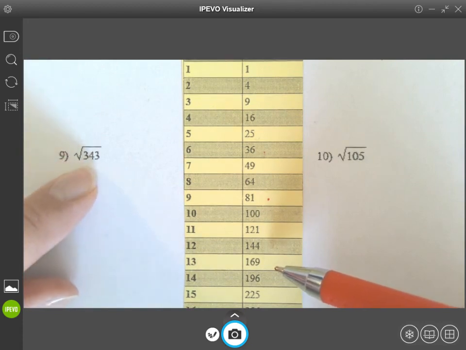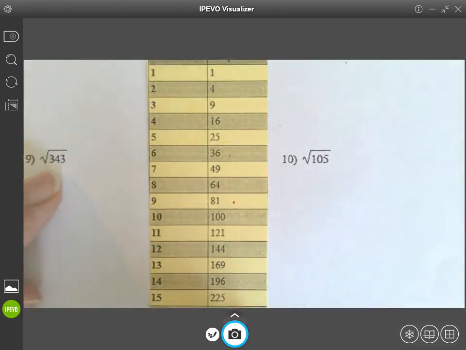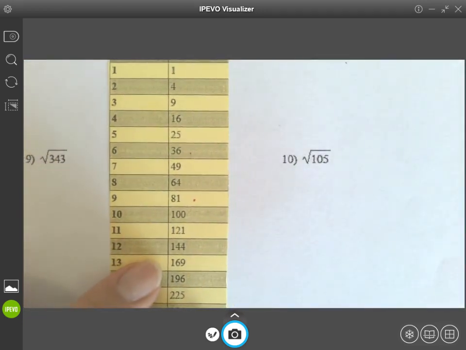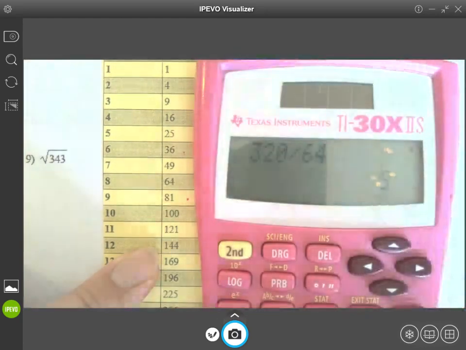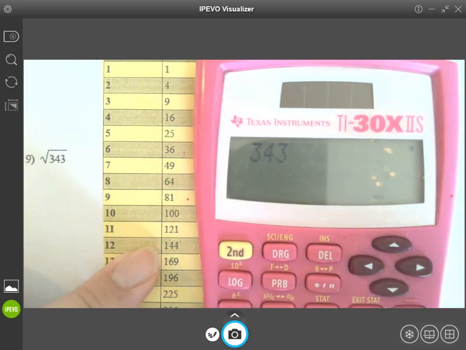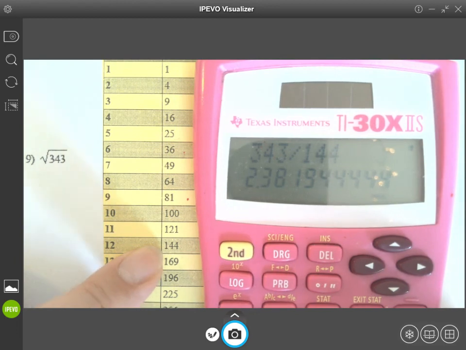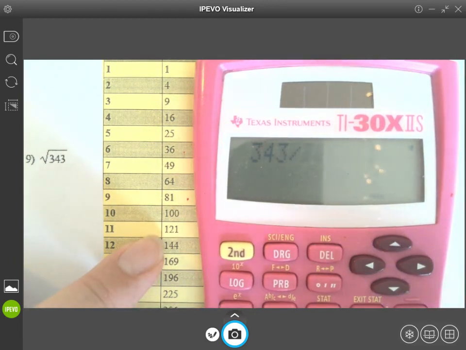So take your 343 and divide it by 169. Does it work evenly? Okay, then start working through the list. Take 343 and divide it by 144. You're literally typing in the calculator. Wait, what one are we doing? We're doing number 9. The one that's showing on the screen. Take 343 and divide it by 1.